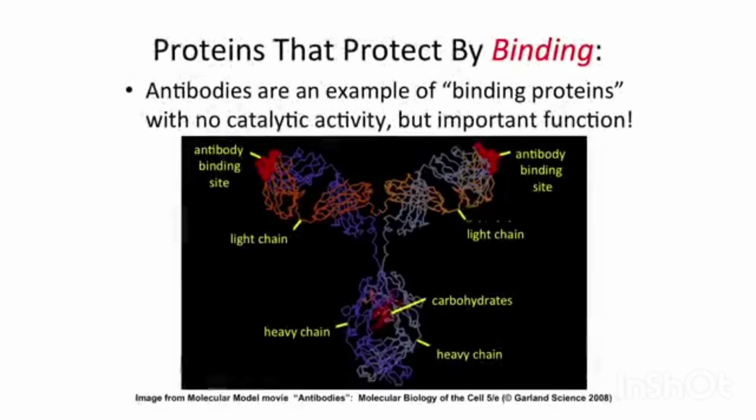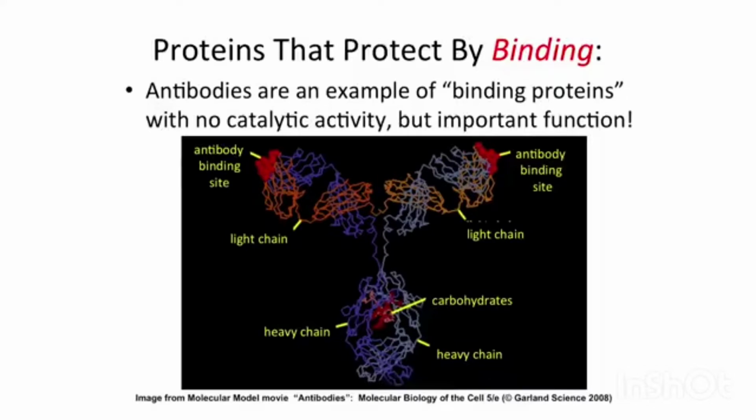We've talked about the fact that proteins carry out their function by binding, by recognizing something. And then maybe they catalyze, maybe they do something else, but that binding process is really important. And antibodies are an example of a protein that binds, that has no catalytic activity.